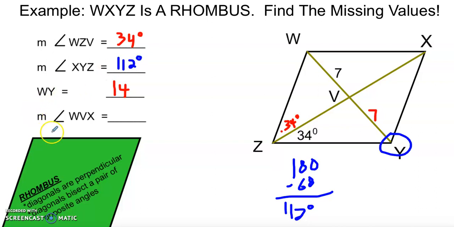And then on the measure of angle WVX, I'll change the color there. WVX is this angle, and as we said before with a rhombus, diagonals are perpendicular inside on a rhombus. So this is a right angle, so this is a 90-degree angle. So that finishes up these calculations for the rhombus.